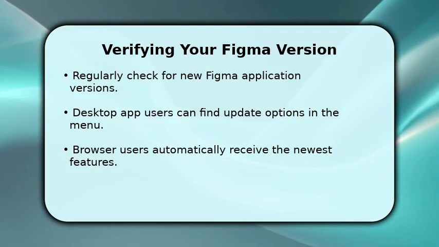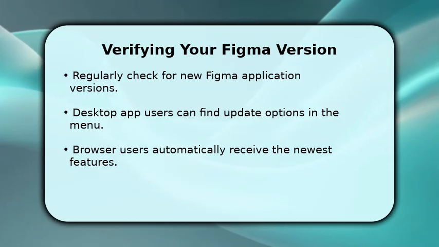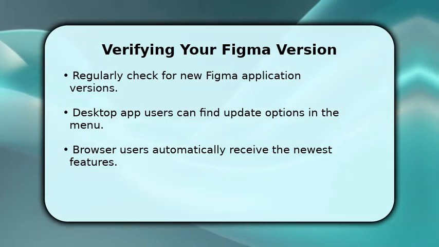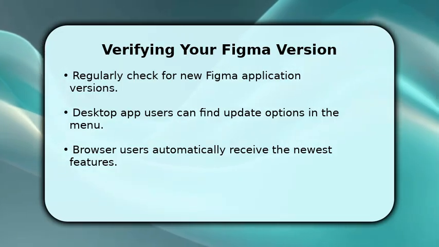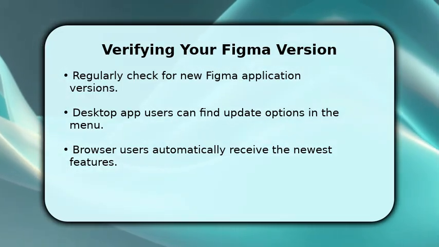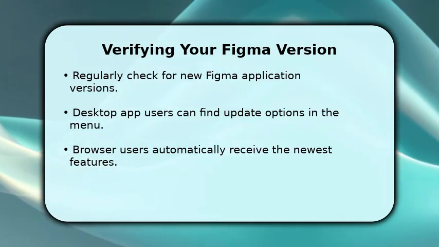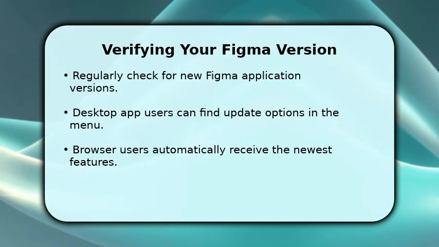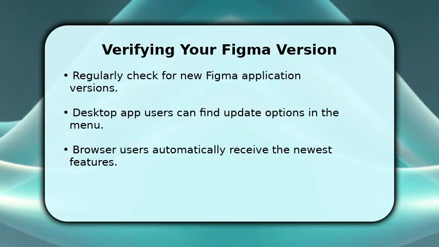To ensure you have the most recent AI features, it's crucial to verify your Figma version. If you're using the desktop application, navigate to the Help menu and select Check for updates to initiate the process. For those working in a web browser, Figma automatically updates in the background, so you're always on the latest version without manual intervention. This ensures seamless access to new AI tools.